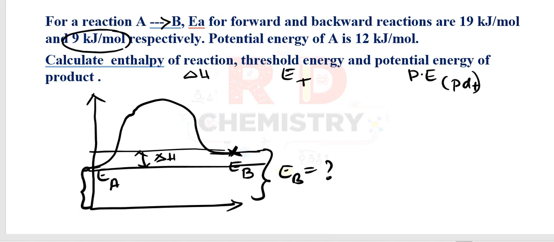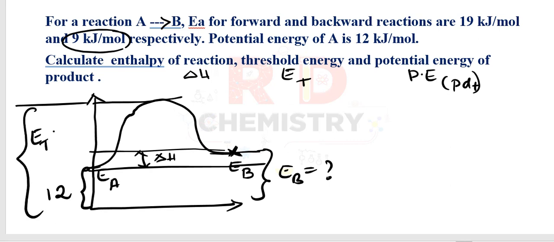The energy of the reactant has been given, that is equal to 12 kilojoules per mole. Also you have to calculate the threshold energy, this entire length. This entire length is the ET, how much will it be? And they've given for the forward reaction the activation energy, that is this length, from the energy of the reactant to the activated complex. This is equal to 19. And for the backward reaction, this is the one, and it is equal to 9 kilojoules.